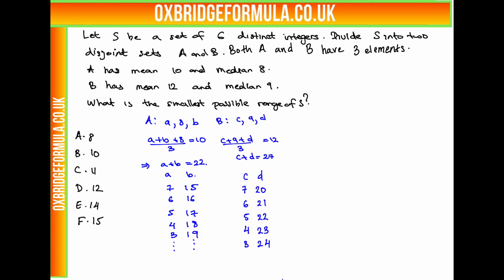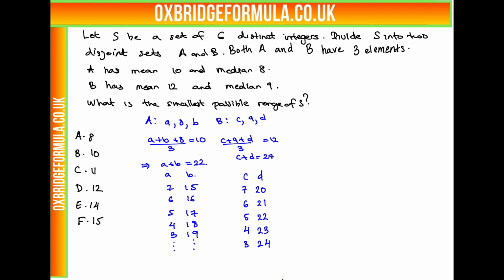If we do the same thing for set B now, where c will be the smallest element of B and d the largest element of B, then the mean of c, 9, and d will be (c + 9 + d)/3, and that's equal to 12. That's what we're given here. So c + d then is going to be 36 minus 9, which would be 27.